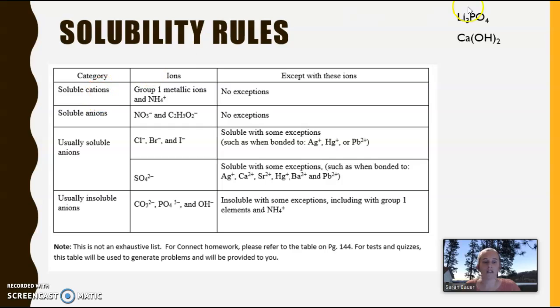So once you've checked your cation to make sure it's not one of those always soluble, no exceptions, then you want to look at your anion. That's the negatively charged one.